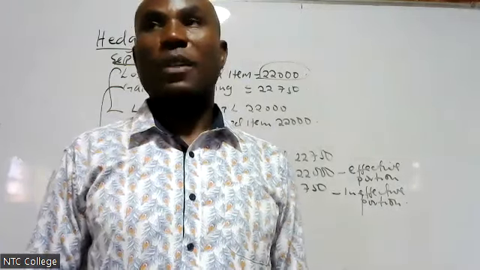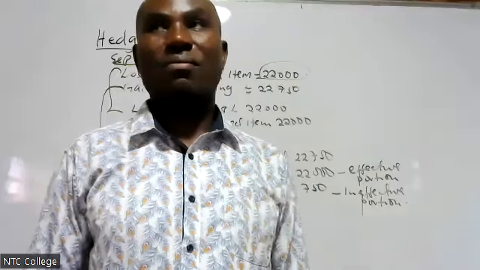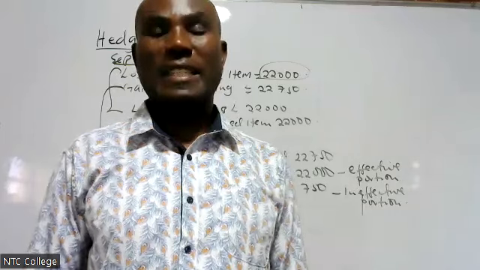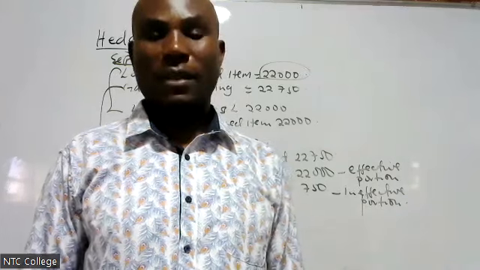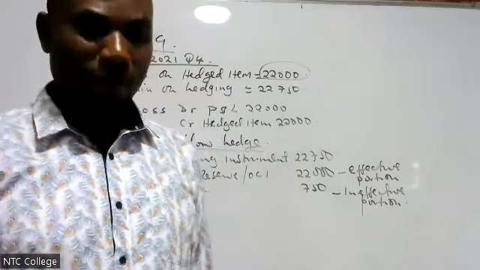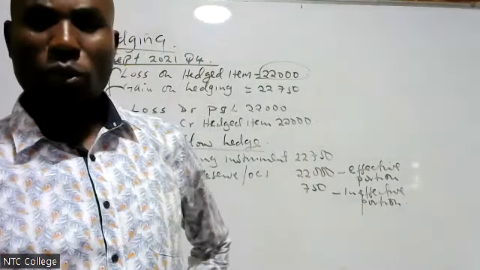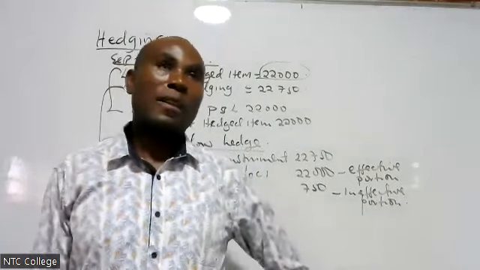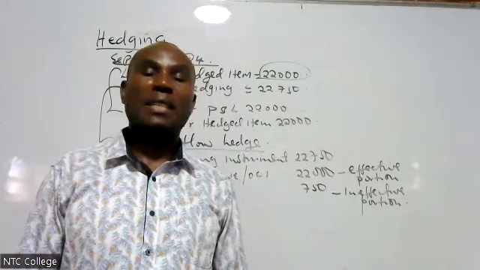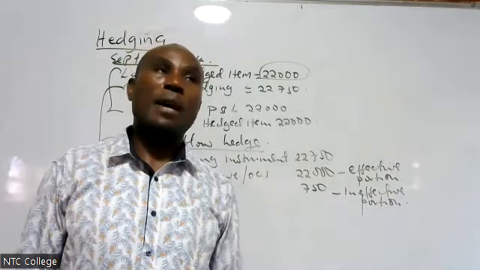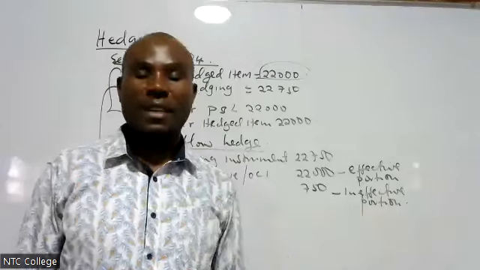When we come back, we go to impairment of financial asset. Or rather, before we go to impairment, we can do what we call embedded derivatives. Before we go to impairment, we are going to do embedded derivatives.